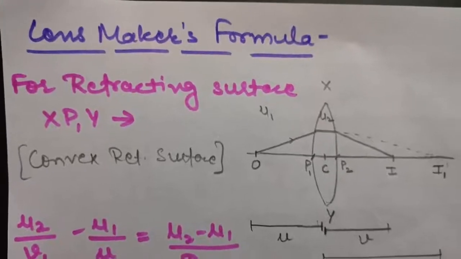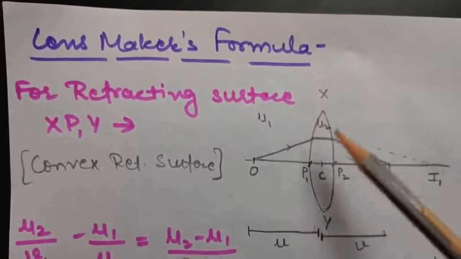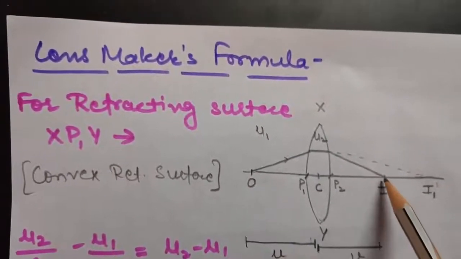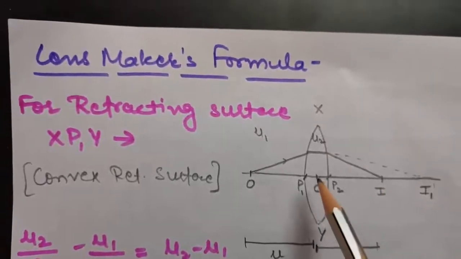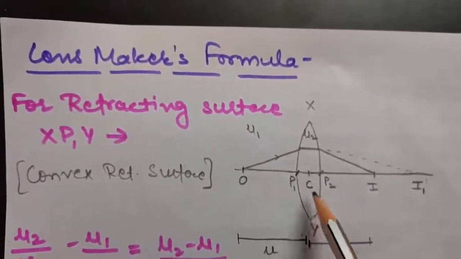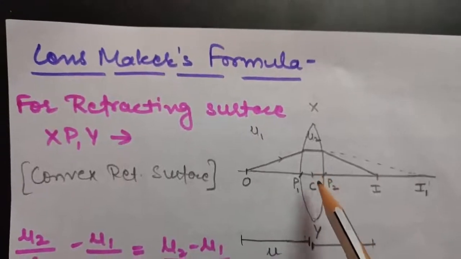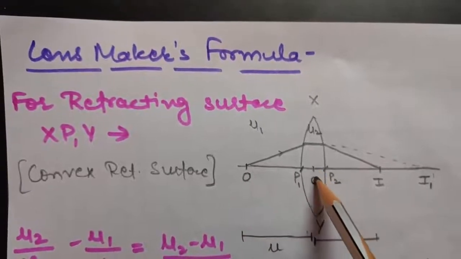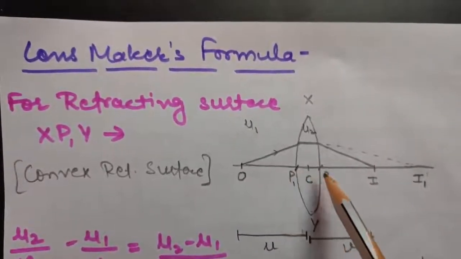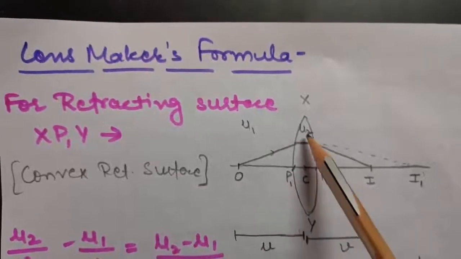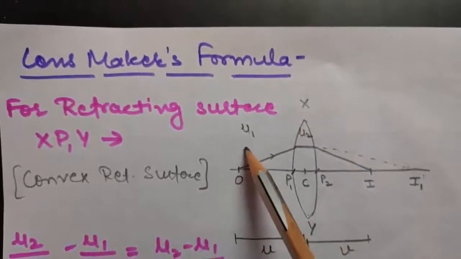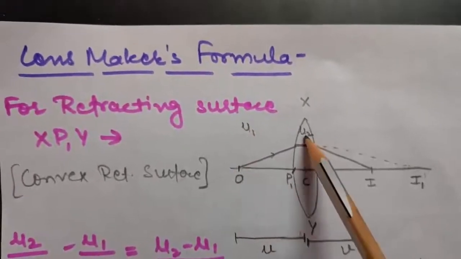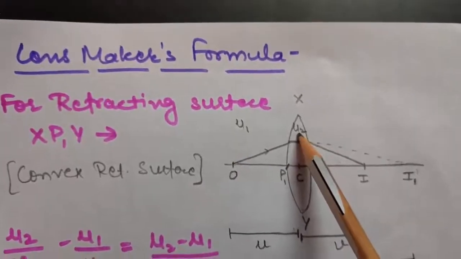To derive lens maker's formula, I have taken this convex lens. Now this O is denoting the object and this I is denoting the image. And C is denoting the optical center, because previously I was denoting it by O, but here because we have denoted object by O, I am denoting optical center by C. This is P1 and this is P2, that is the poles of refracting surfaces. This is the refractive index of medium 1, that is mu1, and this is the refractive index of lens, that is mu2.